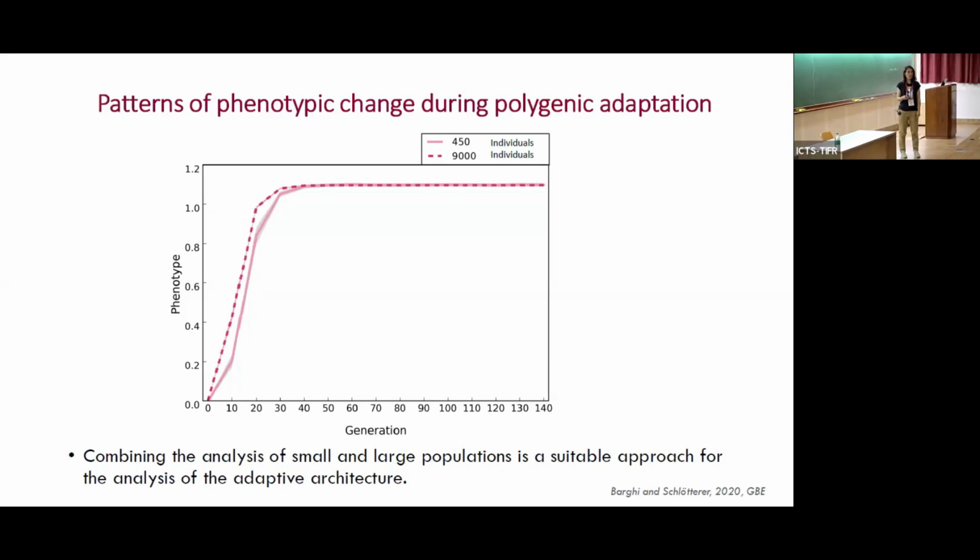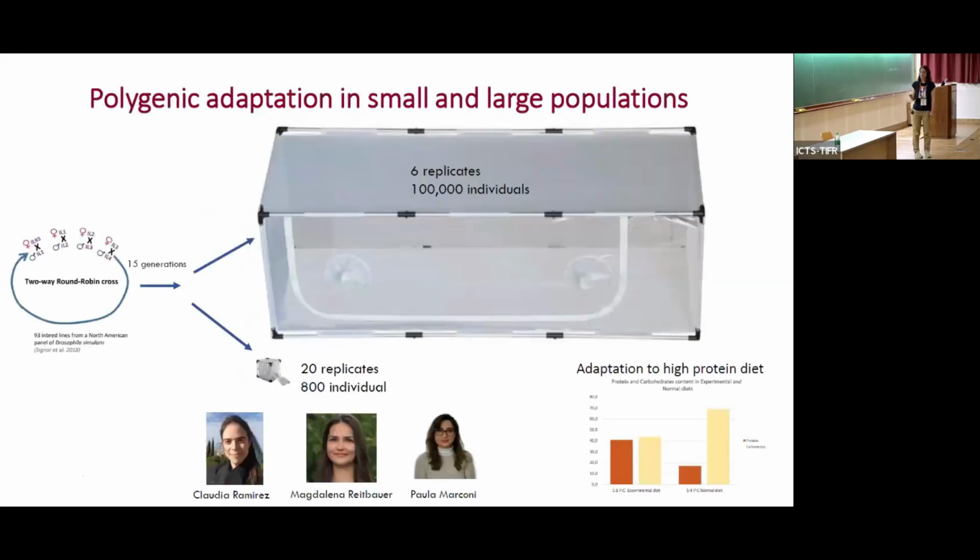So we decided to test this empirically. We set up a founder population using around 90 inbred lines, which are all haplotype sequenced. Then we performed round-robin crossing, which basically means you cross every pair of lines, and we maintained them for around 15 generations to break the haplotype blocks as much as possible.